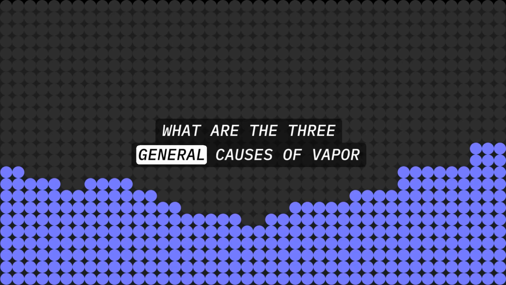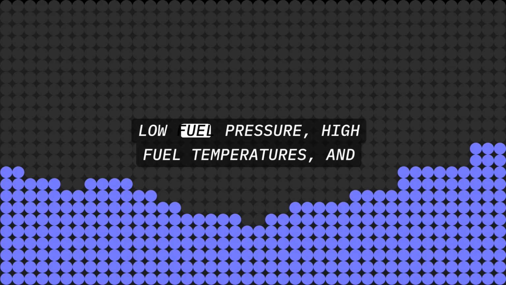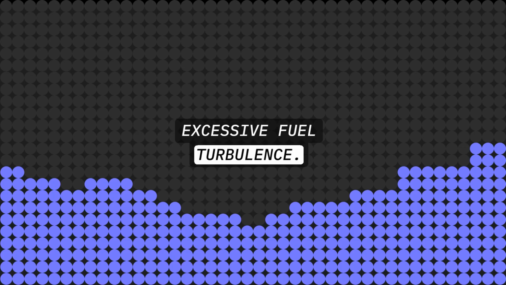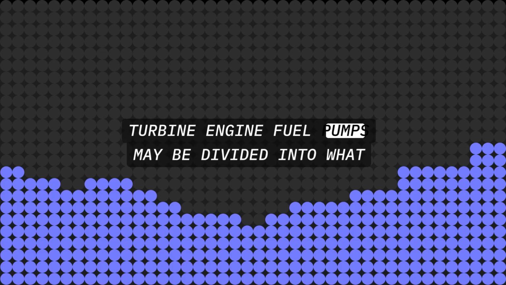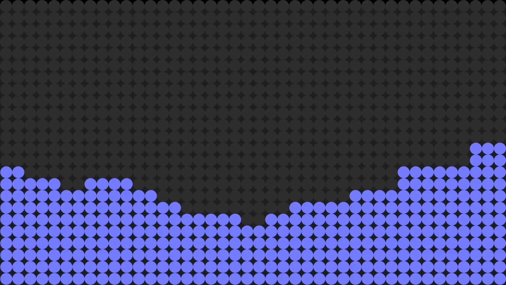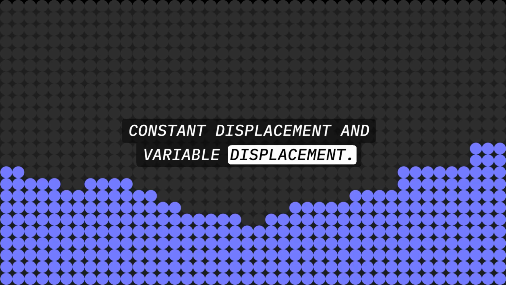What are the three general causes of vapor lock? Low fuel pressure, high fuel temperatures, and excessive fuel turbulence. Turbine engine fuel pumps may be divided into what two distinct system categories? Constant displacement and variable displacement.